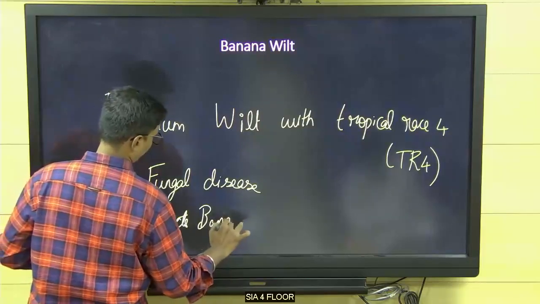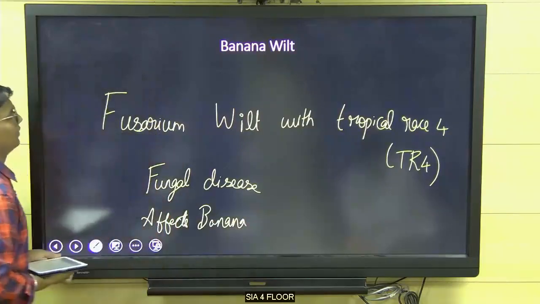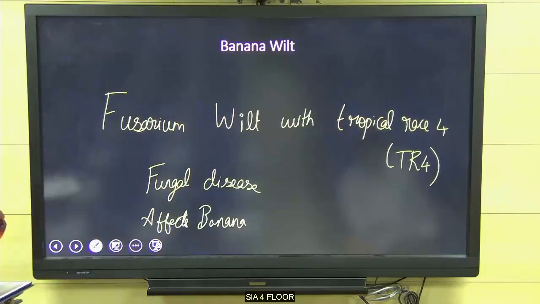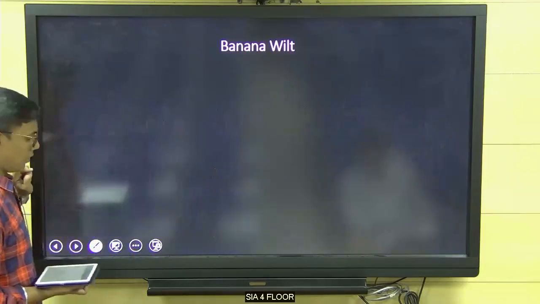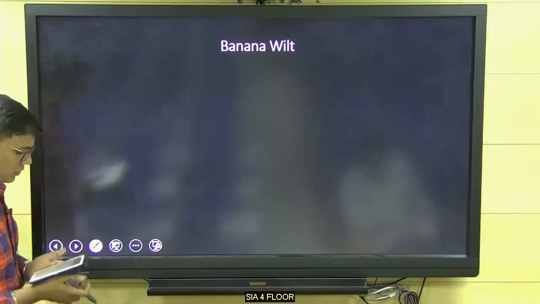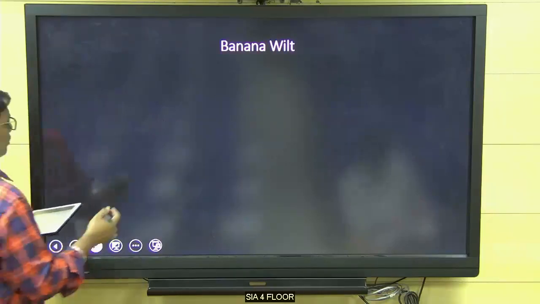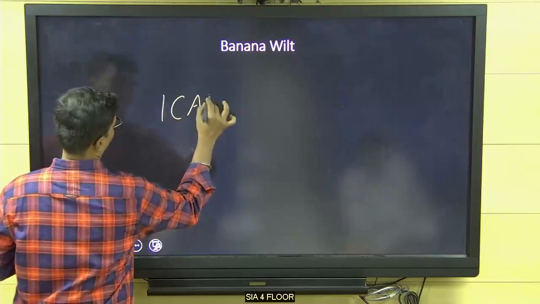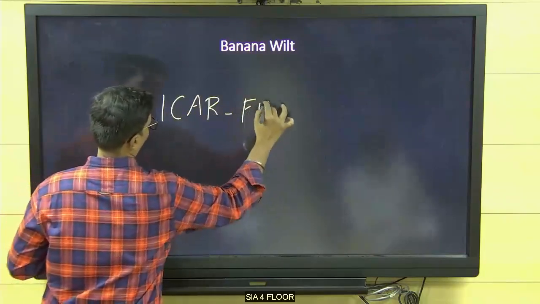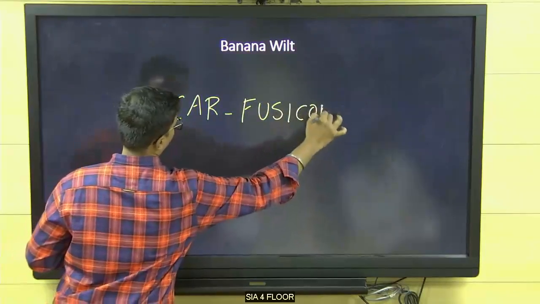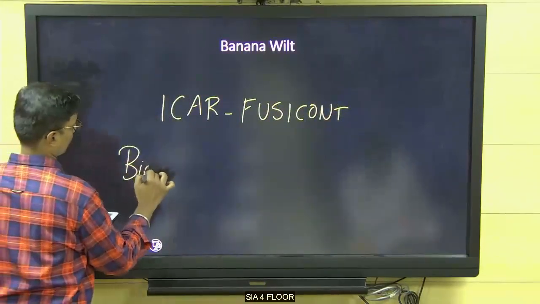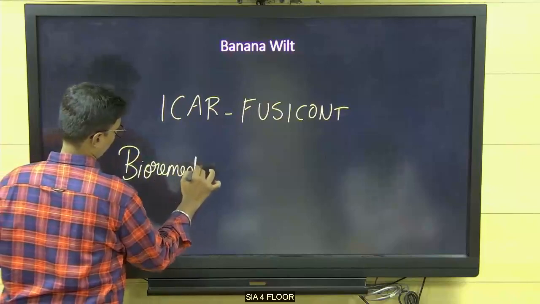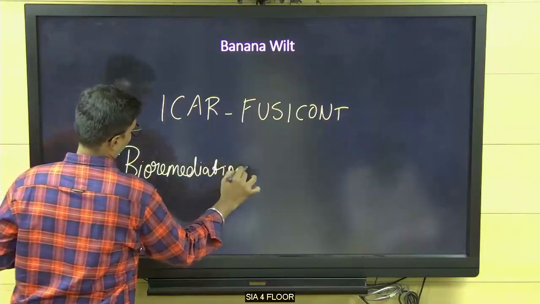This is not the first time that banana plantation is affected by this banana wilt or the fusarium wilt with tropical race 4. But this was in news because the ICAR, that is Indian Council for Agriculture Research, developed a bioremediation. It's called ICAR fusicon, fusarium. So ICAR fusicon. This is a bioremediation that was developed by ICAR.